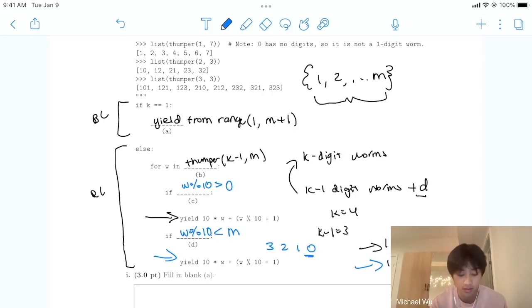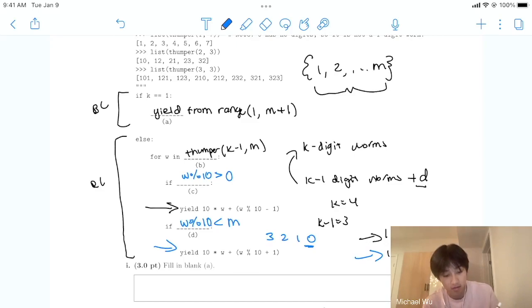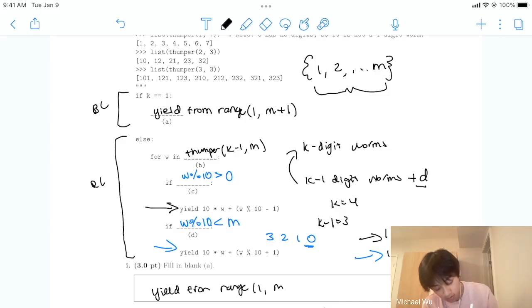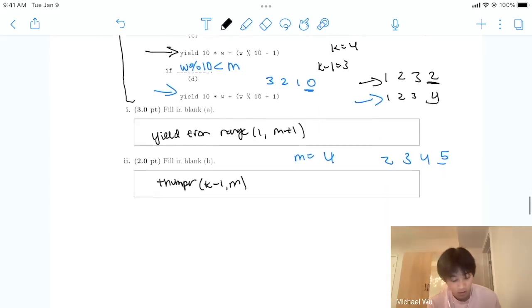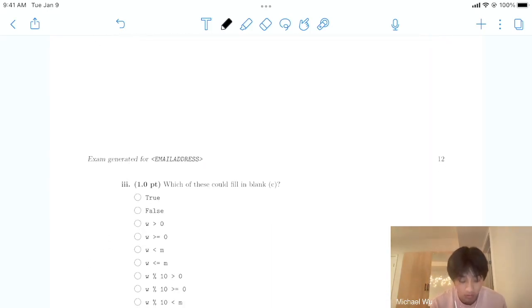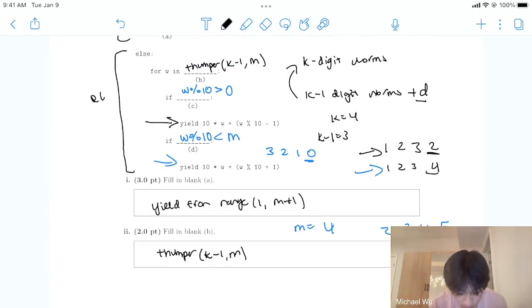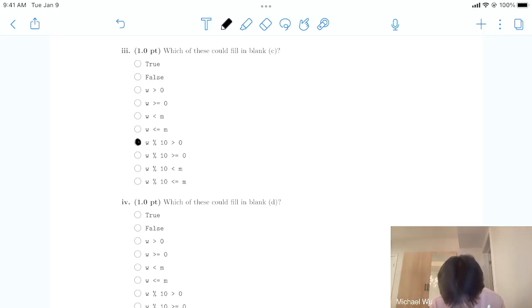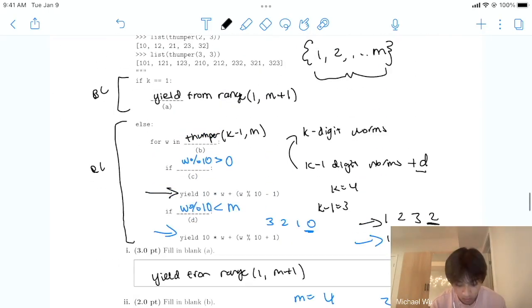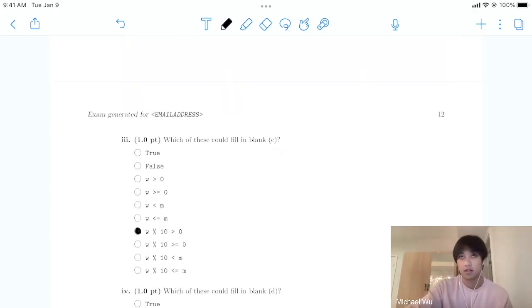Cool, so those were all the blanks. Now just for completion, let's fill these in. I'll switch back to black now. A was yield from range 1 to m plus 1. B was Thumper called on k minus 1, m. Okay, 3 is fill in the blank, so let's make sure that what we wrote is actually an option. So w mod 10 is greater than 0. We have that here. And then we wrote w mod 10 is less than m, which is right here. Cool. So that's all for this problem, and I'll see you in the next part.